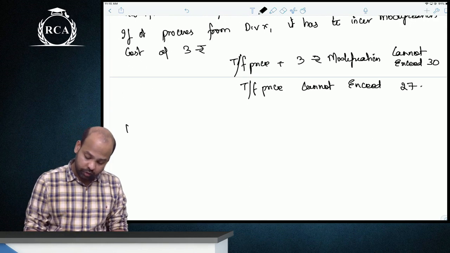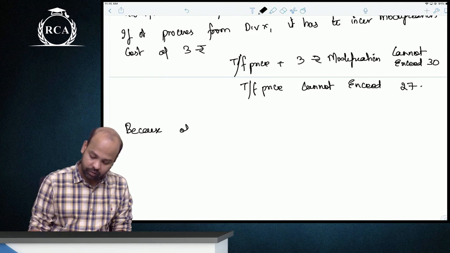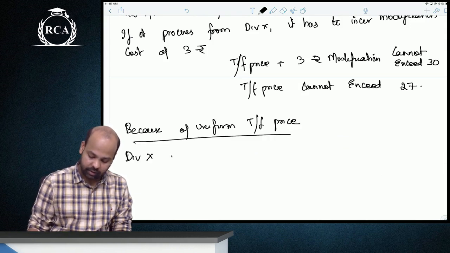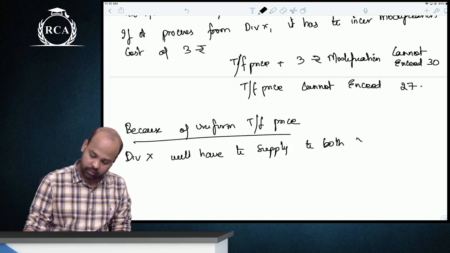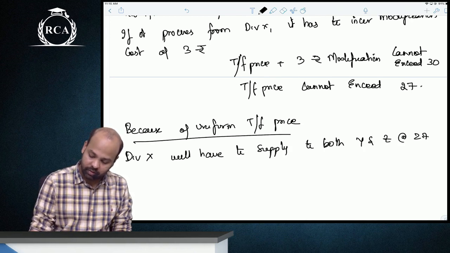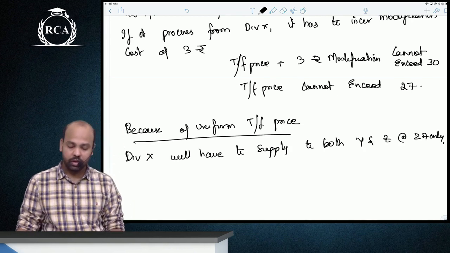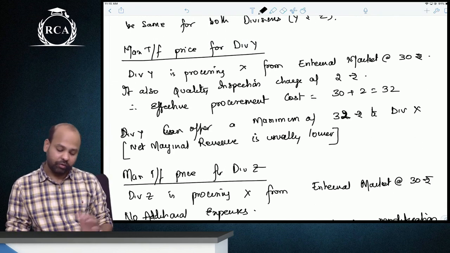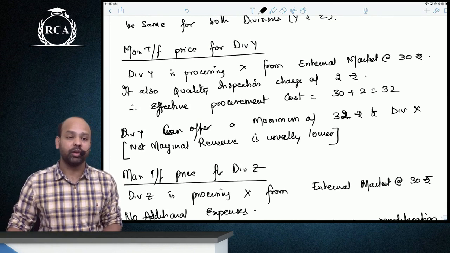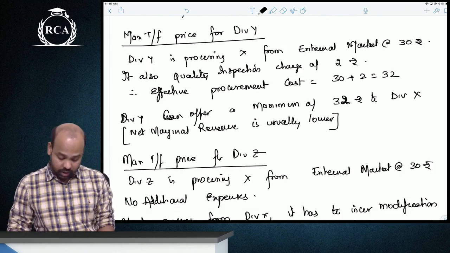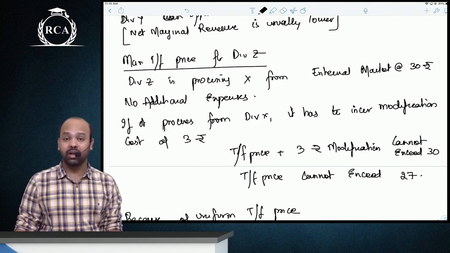Now guys, because of the uniform transfer price concept, division X will have to supply to both Y and Z at 27 rupees only. Normally it would have been differential pricing. Obviously division Y wouldn't have paid 32. I would have said that anyways you're selling in the external market at 30 rupees only, so I will offer 30 rupees. But here division Z would not offer anything more than 27 rupees.